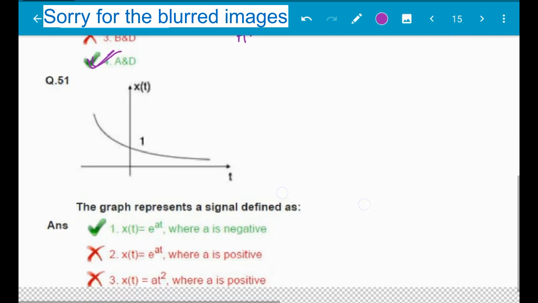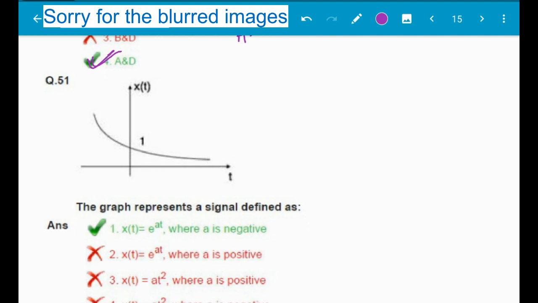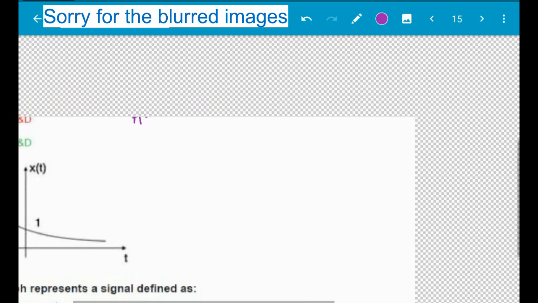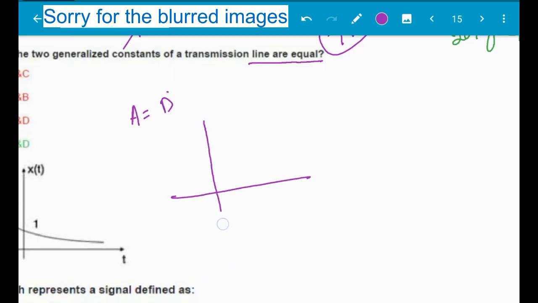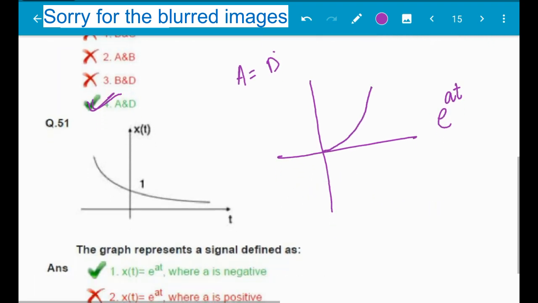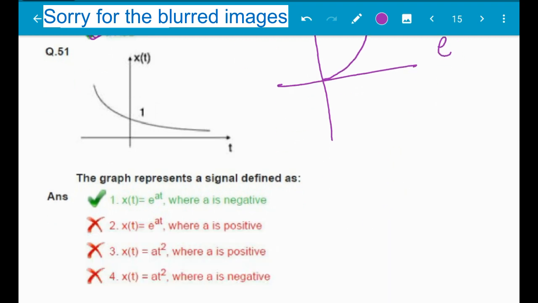Here the graph represents a signal. First thing, this is exponentially increasing. That means e to the power at, where a is positive. If a is negative, it is exponentially decreasing. So this is exponentially decreasing, where the a value is negative.